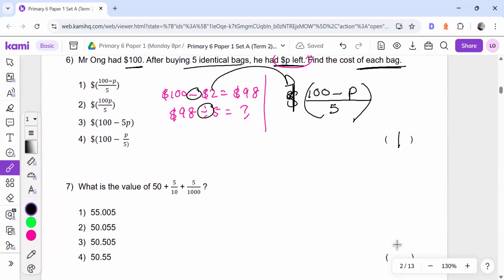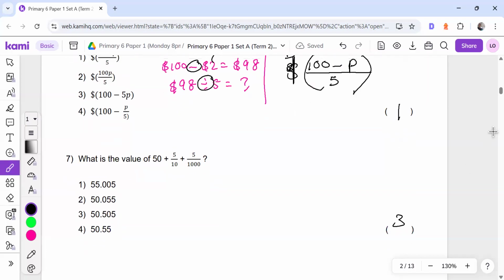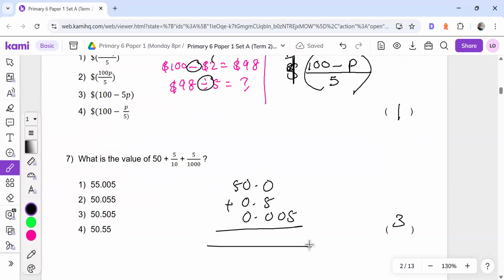Okay, number 7, the answer is number 3. All right. Anyone got a mistake? Now, again, you need to change all the fractions to decimals. The whole number becomes a decimal, 50.0. All right. And then 5 over 10, 0.5. And 5 over 1000 is 0.005. So you have to change it into all decimals, then you can add them together. So 50.505. So what's your answer? 50.505. Answer number 3. So you have to change them. Don't do it mentally unless you're very good. Otherwise, change everything. Change all this into what? All this into decimal. Then you add them together.